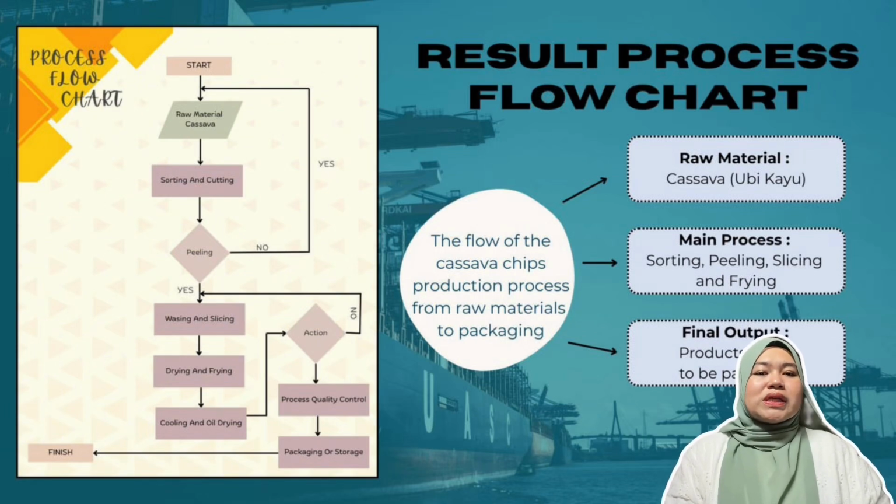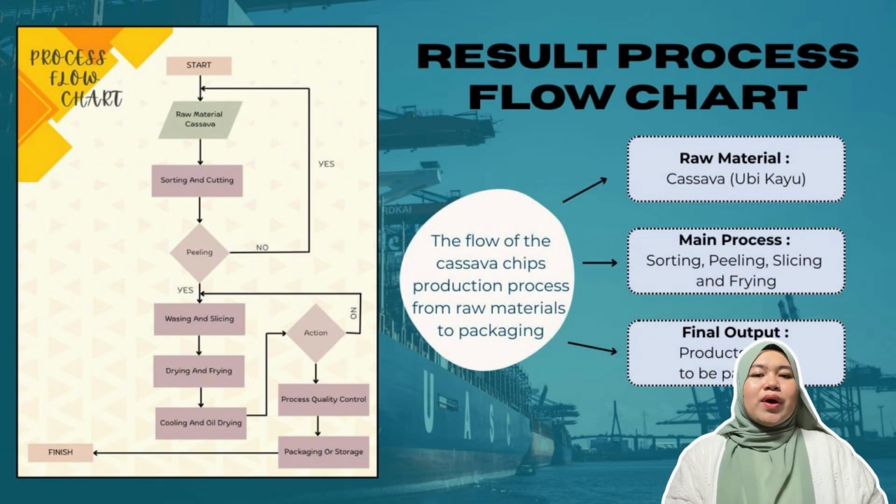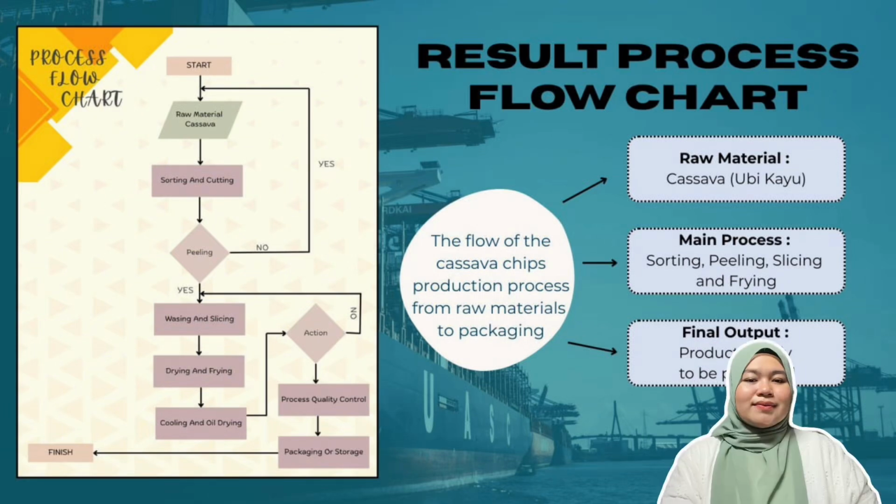Once the process is finished, it is time to dry the cassava so that when it is time to fry the cassava, it is not too soft and oily. Because of that, the drying process is very important to ensure that the chips are always crispy. Finally, the process of cooling and filtering the oil before adding flavors.